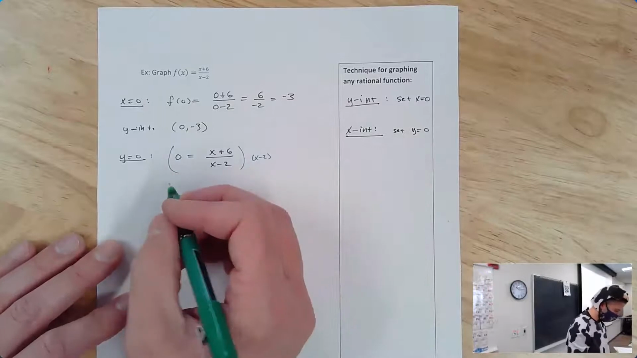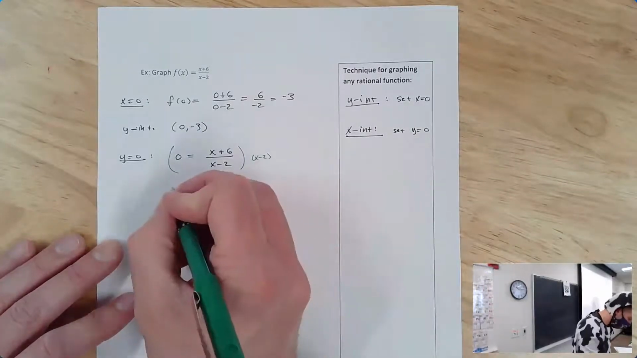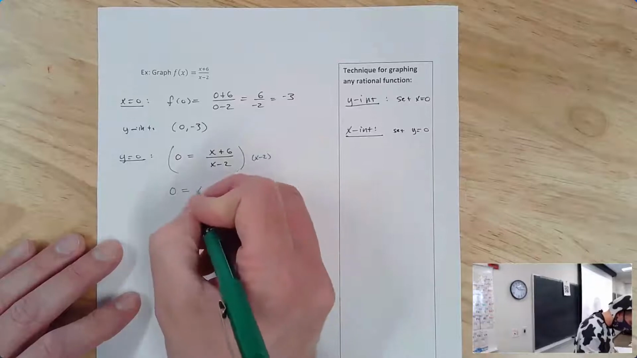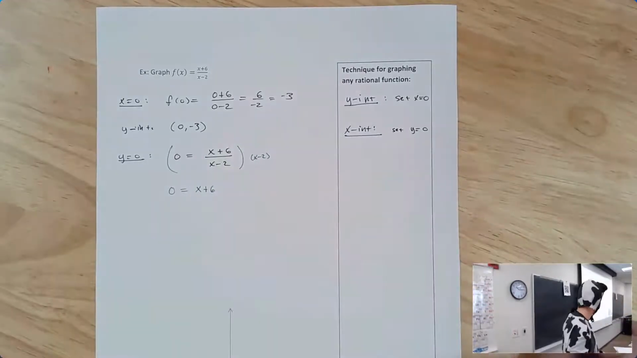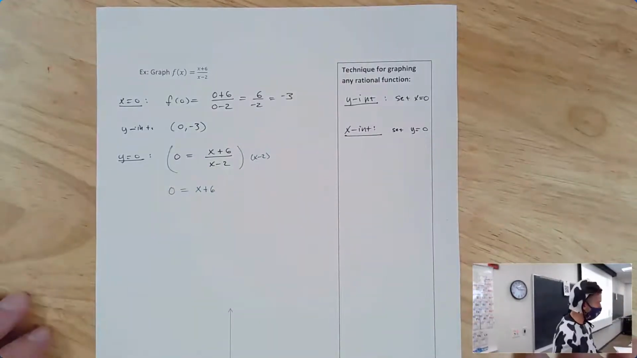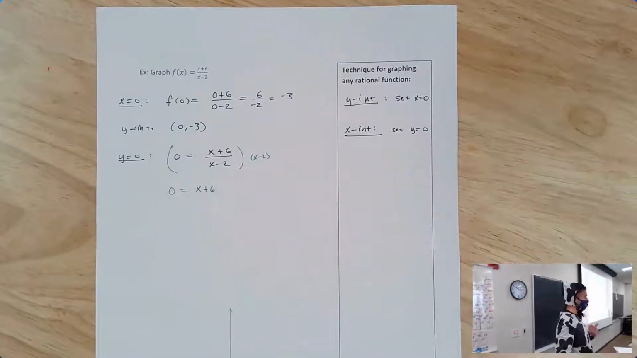What am I going to get on the left? 0. What am I going to get on the right? X plus 6. This is always going to happen whenever you're setting a rational function equal to 0. After you multiply both sides by the denominator, you're just going to have the top equal to 0. You can shortcut that, right? You can just start with, oh, it's rational. I know for a fraction to equal 0, the numerator has to equal 0. The only way you can get a fraction to equal 0 is to have 0 divided by something that's not 0. So the top has to be 0.